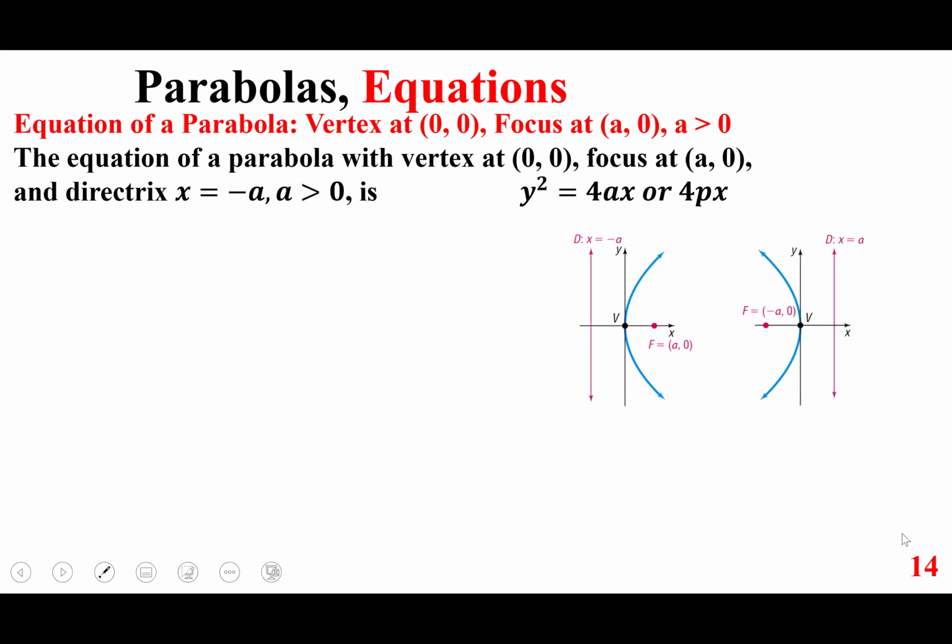All right, now let's look at a slightly different methodology of writing the equation of a parabola. Vertex at (0, 0), focus at (a, 0), a is positive. The equation of a parabola with vertex at (0, 0), focus at (a, 0), and directrix x equals minus a, because it opens to the right, is y squared equals 4ax. But again, I'd rather go with 4px, because of what we showed in the previous page.